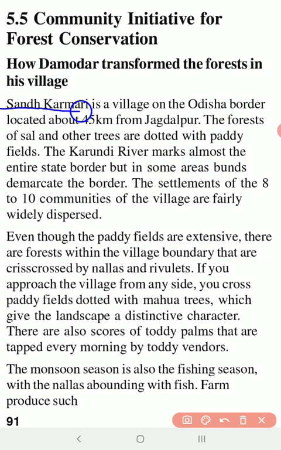Sant Karmari, it's a village on the Odisha border. Odisha, you all know, located about 45 kilometers from Jagdalpur.